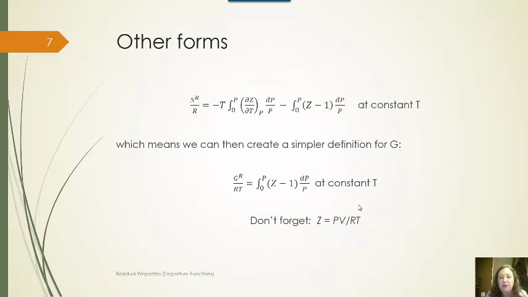These are some other formulas, and what we needed to do next was do the calculations, where Z is defined as PV over RT, but not the ideal gas law. That would be equal to 1, where P, V, and T are related through an equation of state.